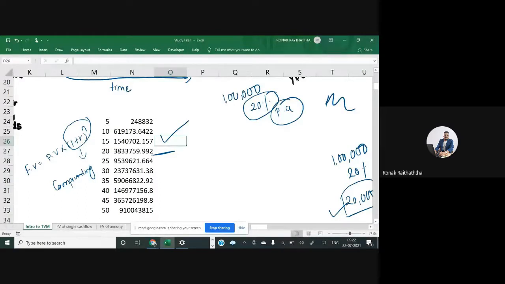From 25 to 30, understand what is the addition taking place. That fund value reaches 2 crores 37 lakhs, so somewhat near 1 crore 40 lakh rupees added just in 5 years. Imagine up to 25 years, you are gathering only 95 lakhs, but just in the next 5 years time frame, you are able to convert it into 2 crores 37 lakhs. That's the power of compounding.